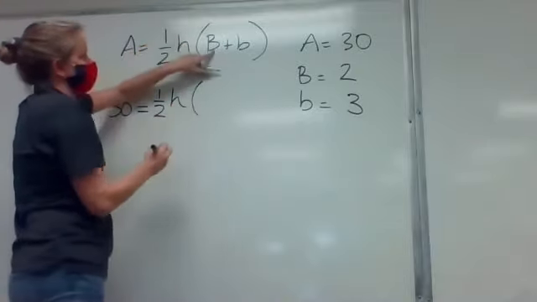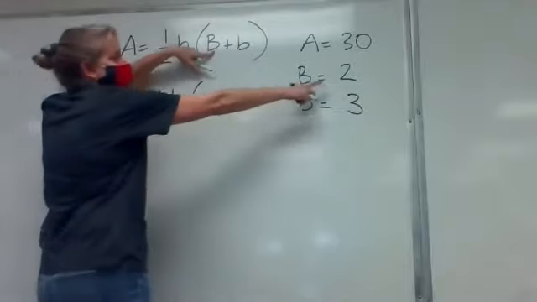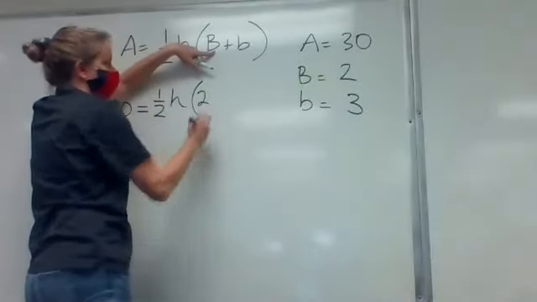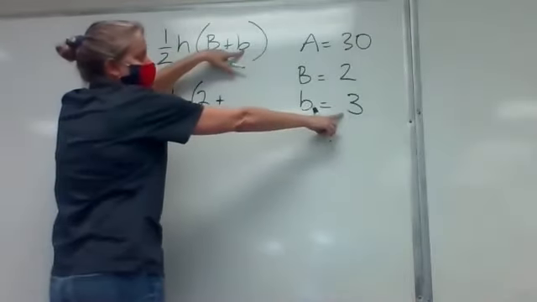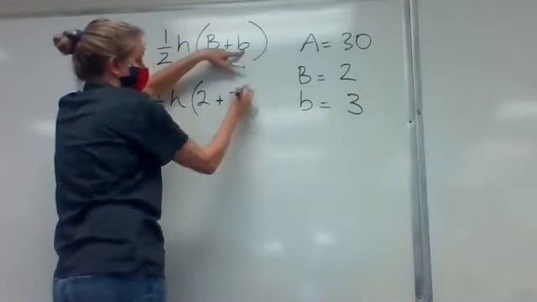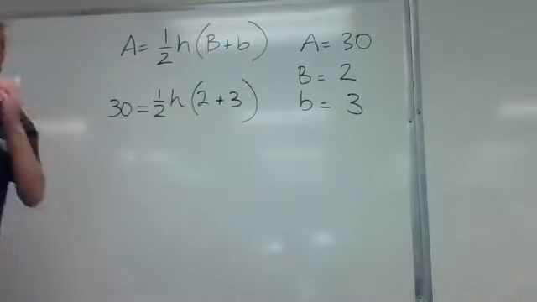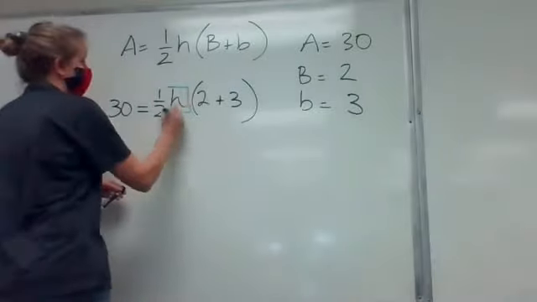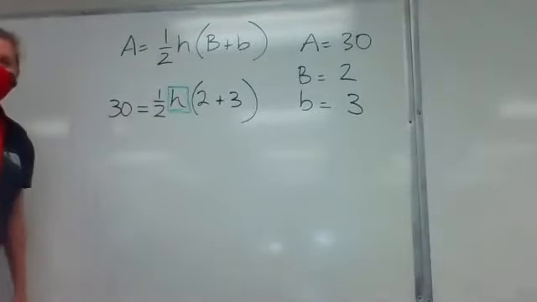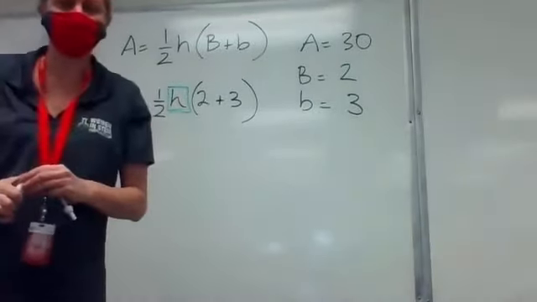Open parentheses. Does it tell me what capital B is? It does. It's 2. Plus, does it tell me what lowercase b is? It does there also. It's 3. So I have filled in all the numbers that I know of. Then the question says H equals what? Which just means I need to get that H by itself.